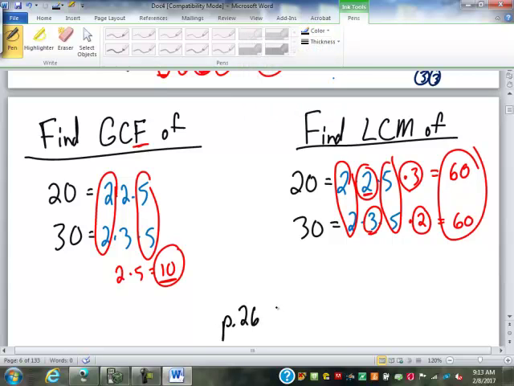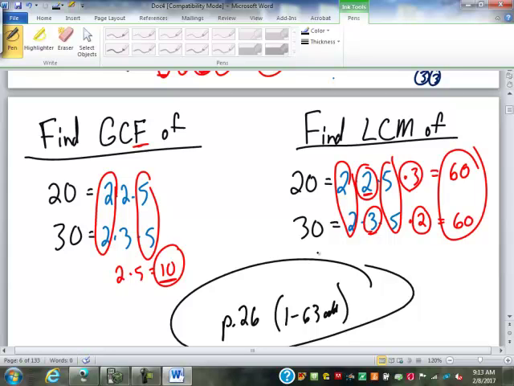In your book on page 26, it is 1 through 63, the odds. Remember, tomorrow is the Unit 1 test.